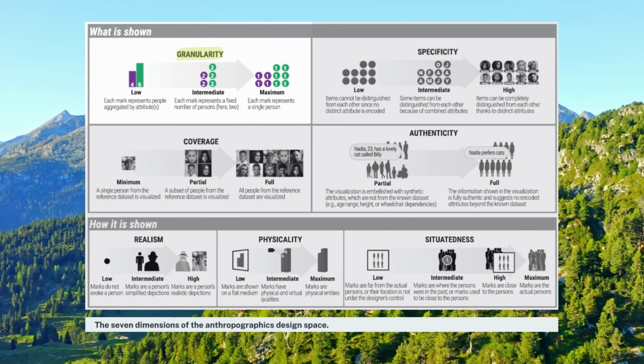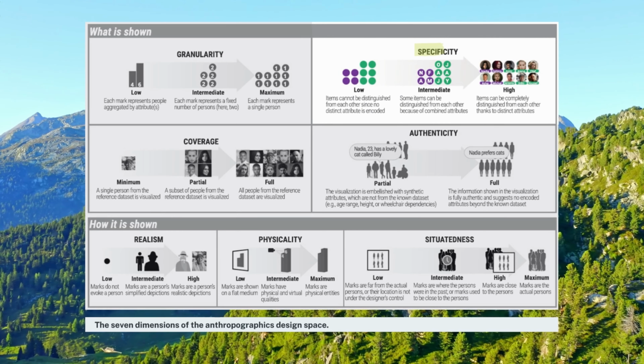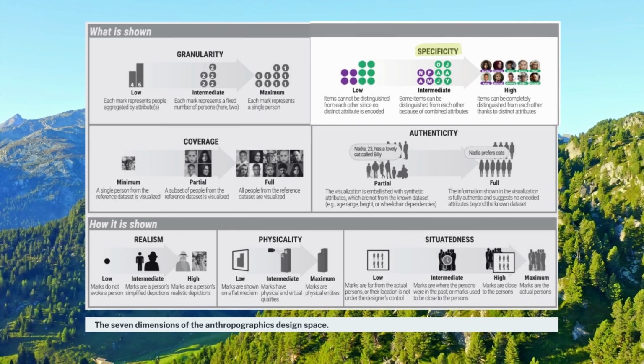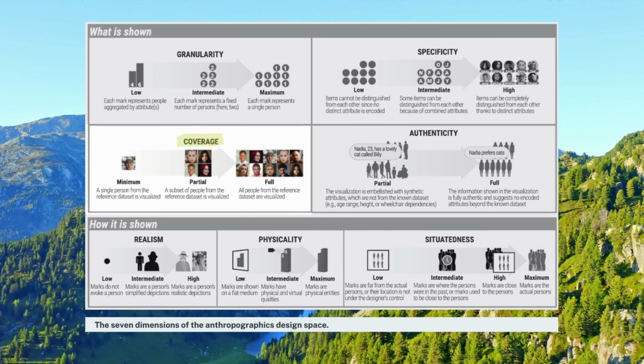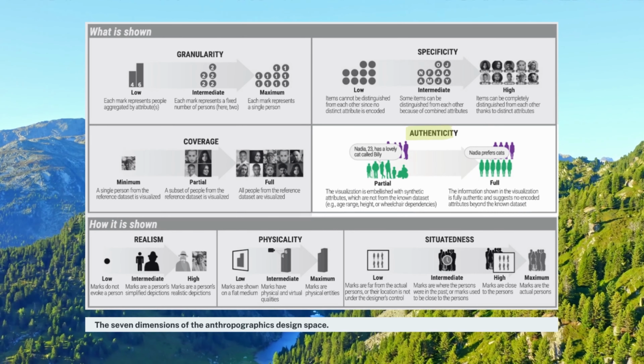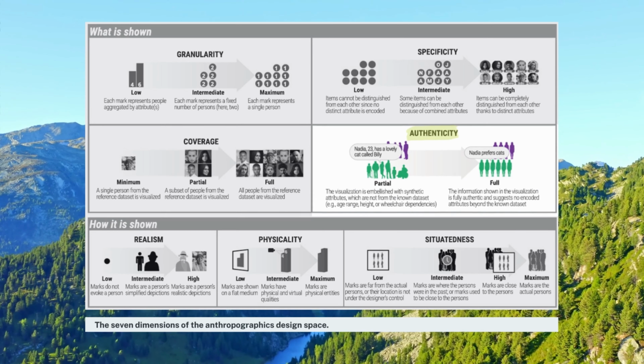Granularity, meaning the level of detail in visual data. Specificity shows how distinctive the entire set of attributes is. Coverage indicates how much data has been shown in reference to the actual dataset. Authenticity refers to the proportion of genuine attributes in the visualization.